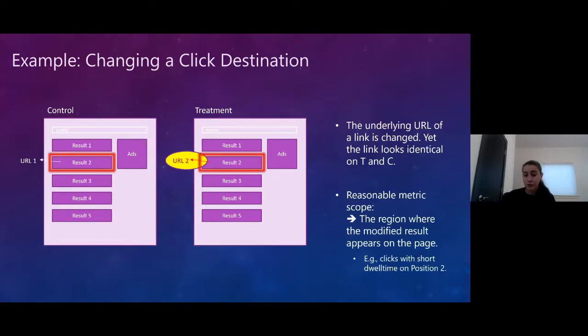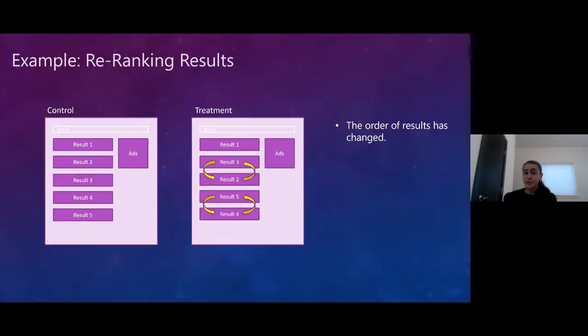So one reasonable metric to look at here is, we just look at the region that was modified and measure clicks on that particular region. So I just measure clicks on result number 2, and that by itself should tell me whether the change I made was good or not, because that's really the only aspect that was changed in the page. Now let's expand this a bit further. Let's assume instead of just focusing on result 2, we rearrange the results on the page. So we switch result 2 and result 3, and result 4 and result 5.